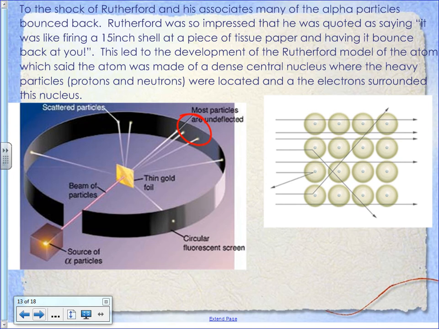Now, as a nuclear physicist, this was very exciting to him. He just went off his rocker. He said it was like shooting a big artillery shell at a piece of paper and having it bounce back at you. It was just so cool. Granted, physicists get excited about different things, but that's what he said it was like. And that was his experiment.